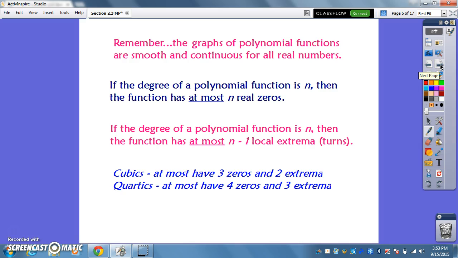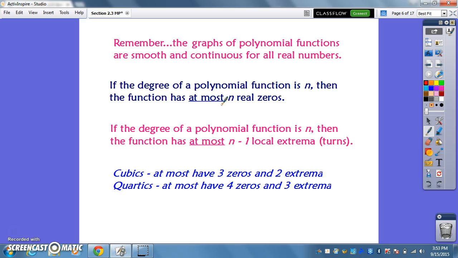Alright, this slide talks about how polynomial functions are smooth and continuous for all real numbers. So they're going to be nice, smooth, no jumps, no holes, no asymptotes. If the degree of a polynomial function is n, then the function has at most n zeros. So whatever the degree of the function is, it can only have up to that many zeros. So a degree 3 can have up to 3 zeros. Now that does not mean it has to have that many. It can have at most that number of real zeros.